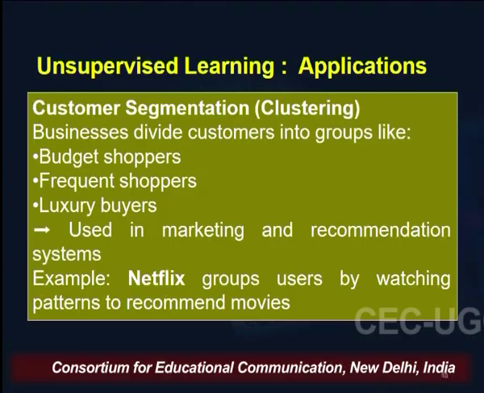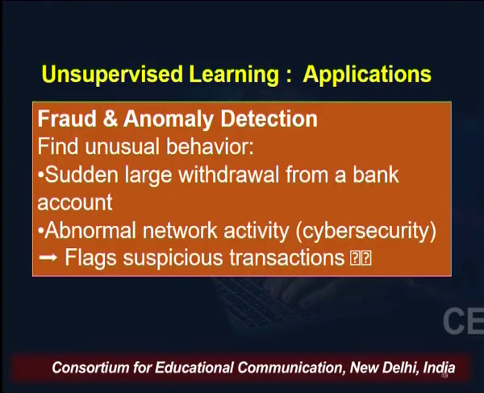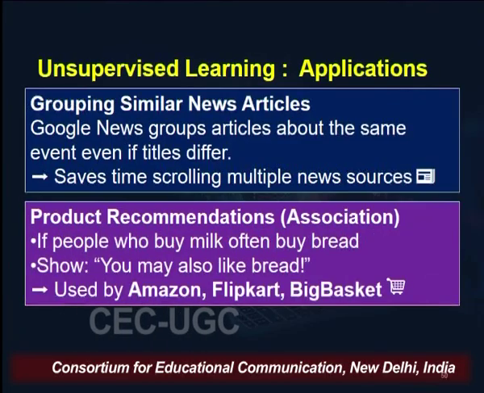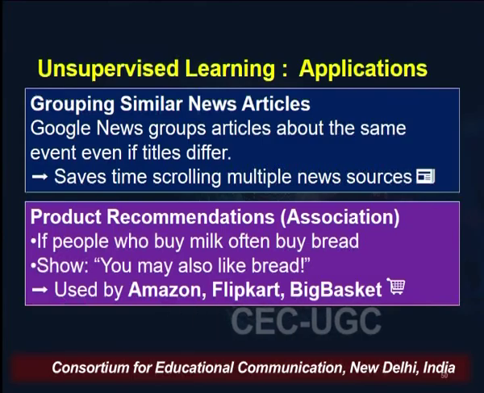There can be a good number of applications as well, like customer segmentation, where you want to cluster the group of your customers based on, for example, budget shoppers, frequent shoppers, or luxury buyers. Similarly, it can be fraud detection, anomaly detection, where you find the unusual behavior. Similarly, it can be news articles, which I gave you as an example, or product recommendation, which we normally call association rule mining.